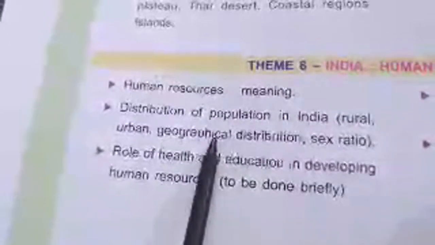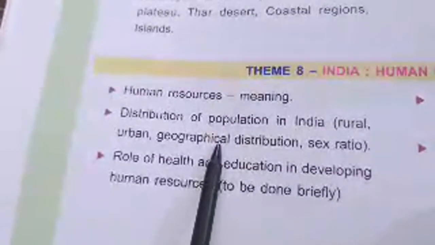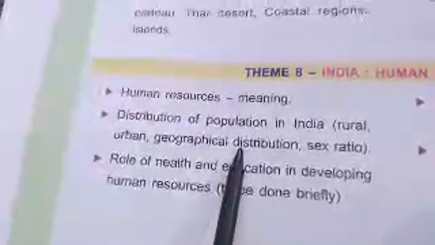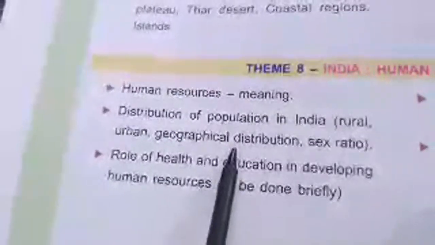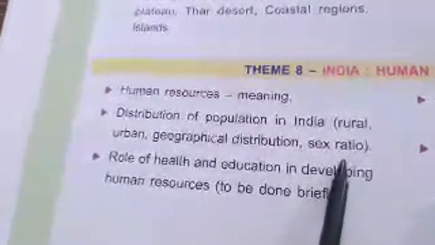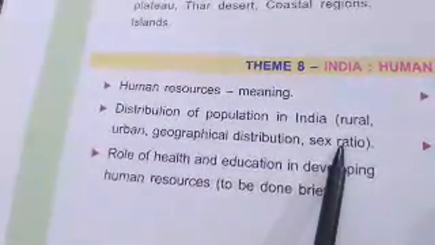Some examples I can give you, like deserts where population is very low, while in UP you will see population density is very high. Then you will study about the sex ratio, that is the ratio between the male population and female population.